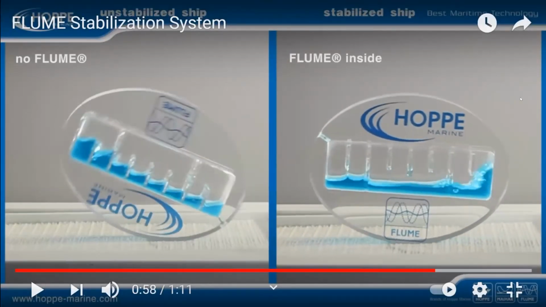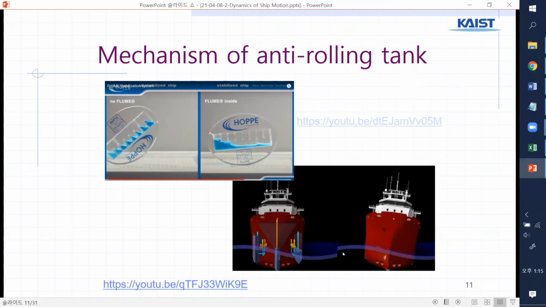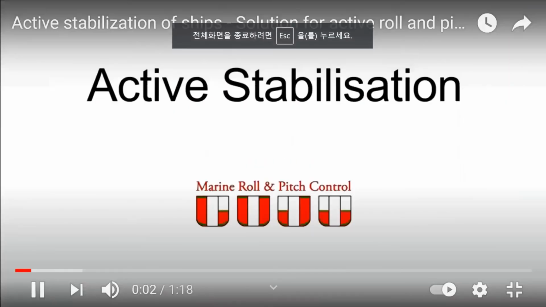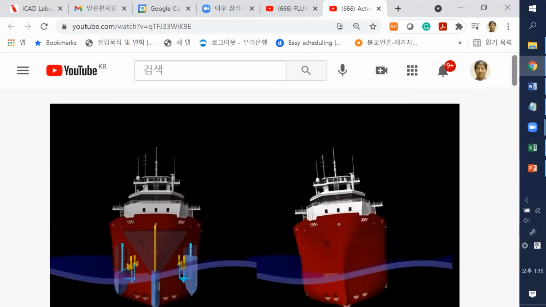But there is another one called the real device that can be used. Sound, yeah, sound is on.